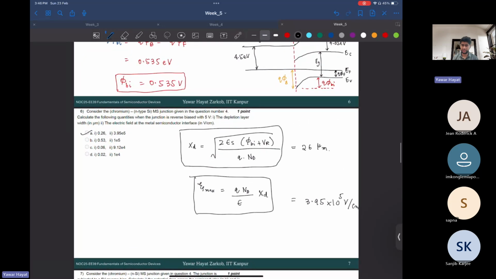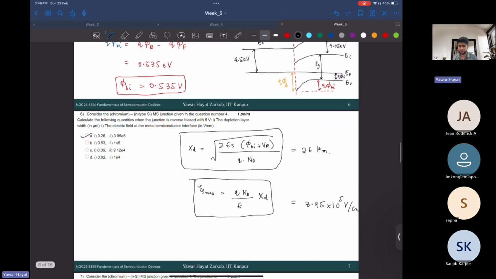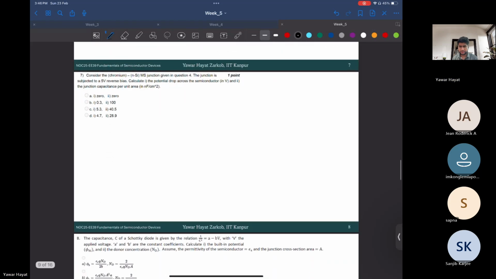Please work it out, do the maths. That would come handy in exams, and it would also serve as practice for you. So now, again, consider the same junction that was given in question 4. Now the junction is subjected to 5-volt reverse bias. You need to calculate the potential drop across the semiconductor in volts and the junction capacitance per unit area.